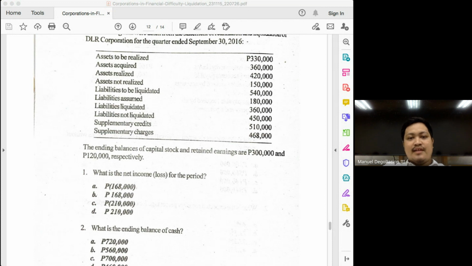That's liabilities not liquidated. Okay. So next would be our equity. Are we given with our equity, class? Yes. Capital stock of 300 and then retained earnings of 120. So how much is that? Total equity now would be 420. Total equity is 420. Total liabilities is how much? 450. Ending, that's how we're talking about ending.